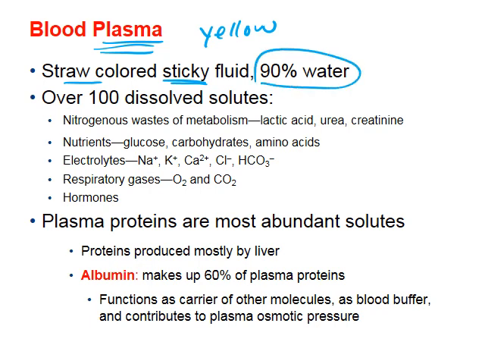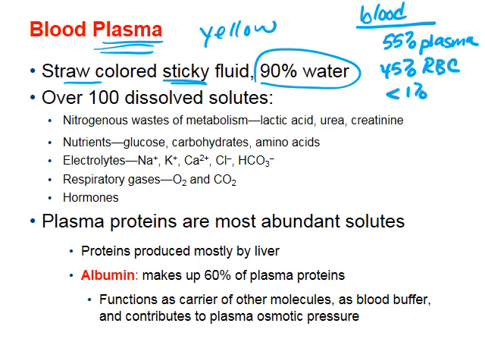The majority of blood plasma is water. So go back and look at some of these percentages again. If I say all of my blood, we're saying 55% is plasma, 45% red blood cells, and then less than 1% white blood cells. So of this 55%, 90% is water.